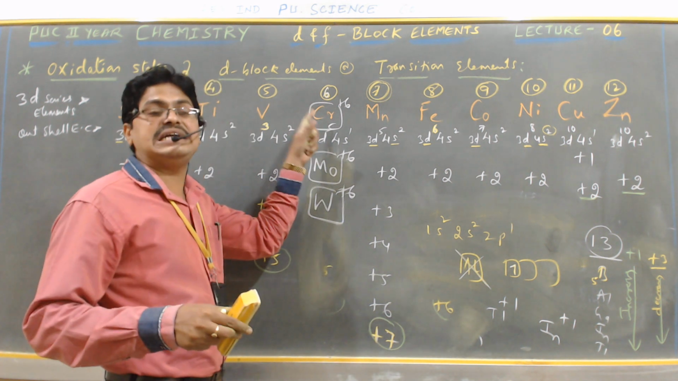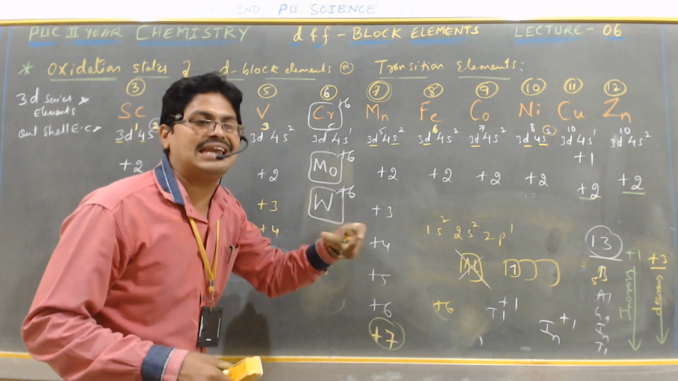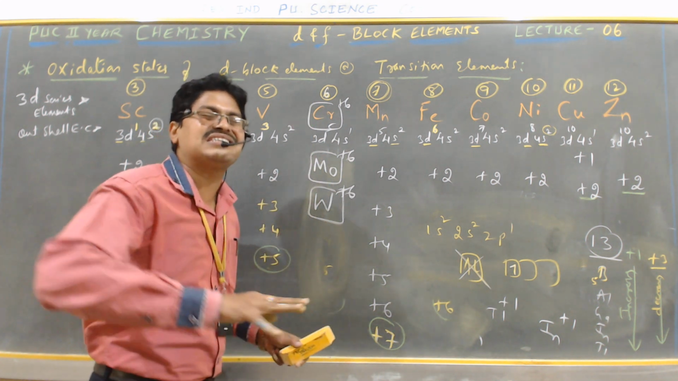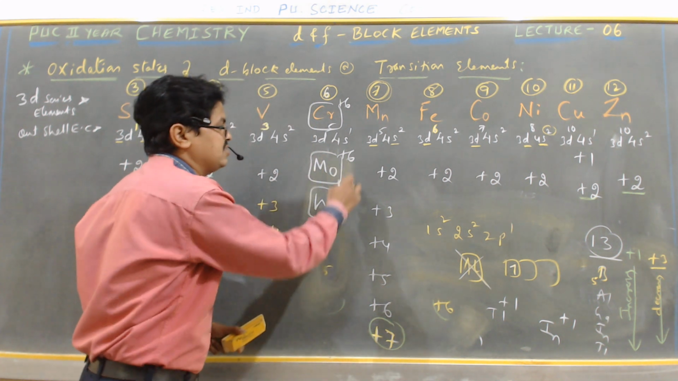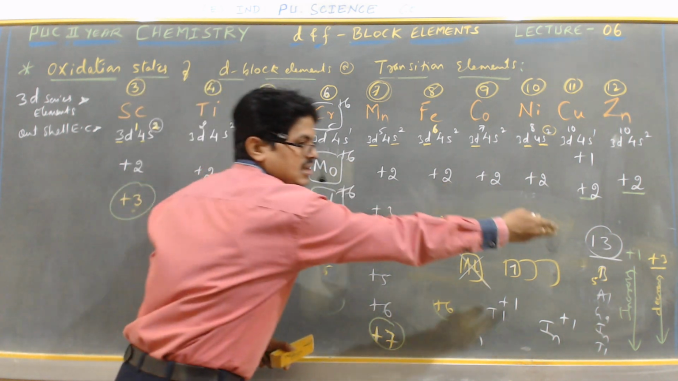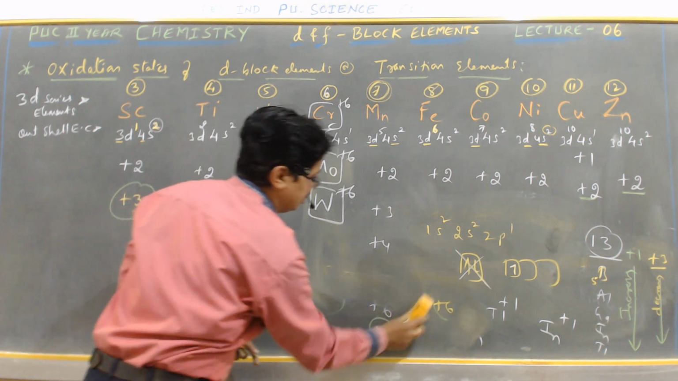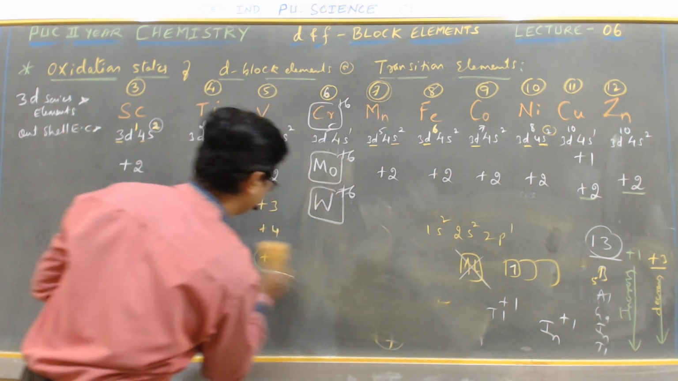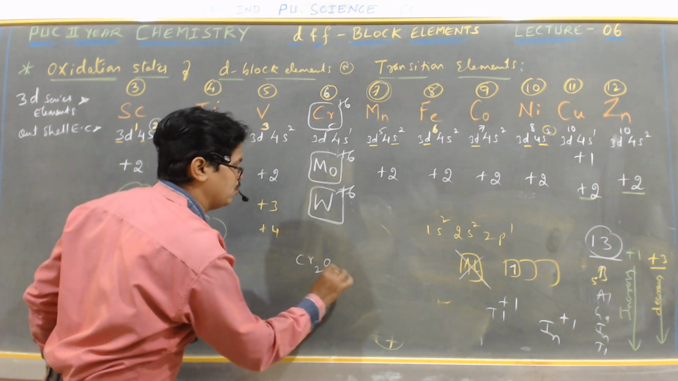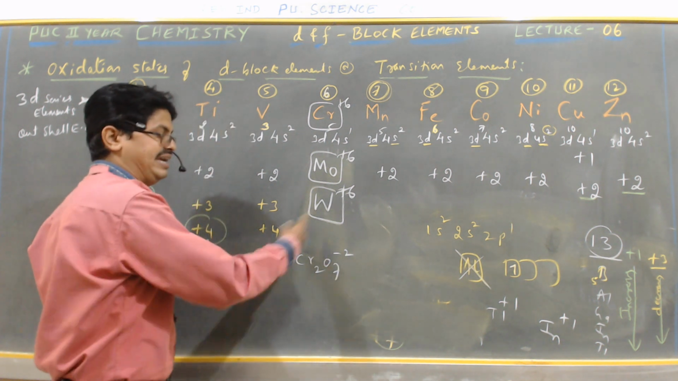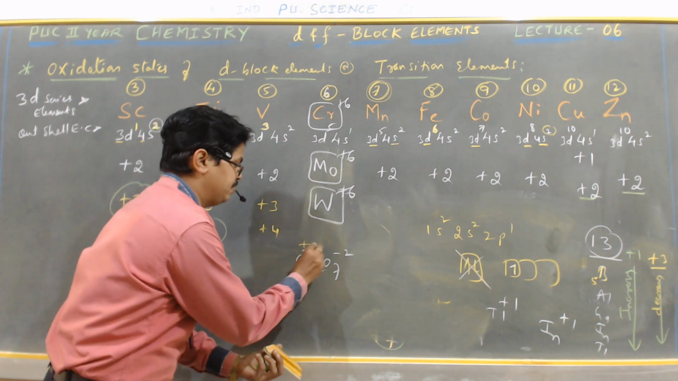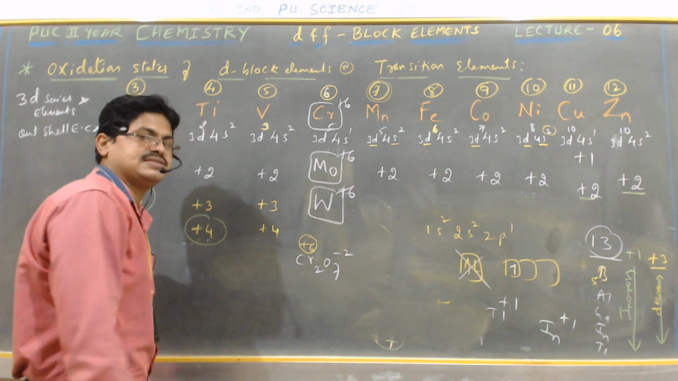Whereas in chromium it is unstable. That clearly indicates the heavier elements in case of d block elements are stabilized by higher oxidation state, which is the reverse of other p block elements. Look at how. For example, Cr2O7 2-, that is the dichromate ion, where the oxidation number of chromium is plus 6.